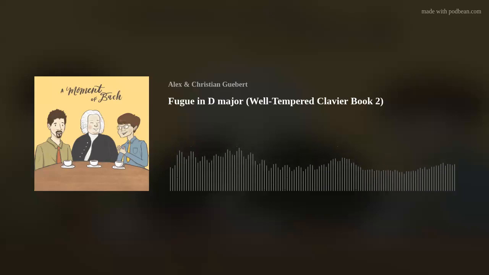And now, here is that quadruple stretto moment from the Fugue in D major, Well-Tempered Clavier, Book 2.